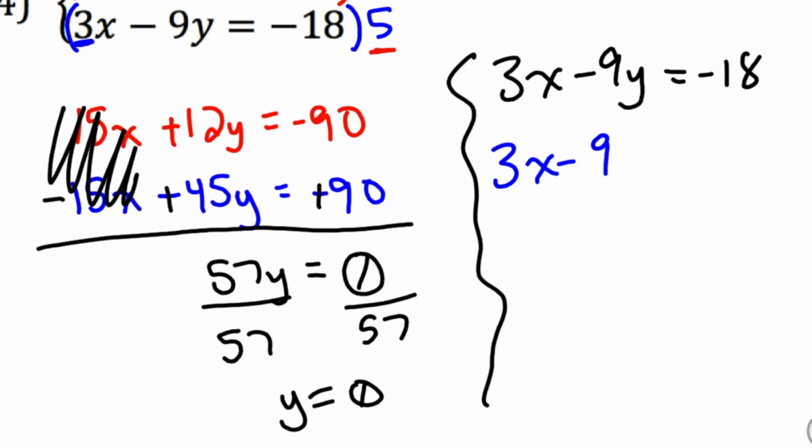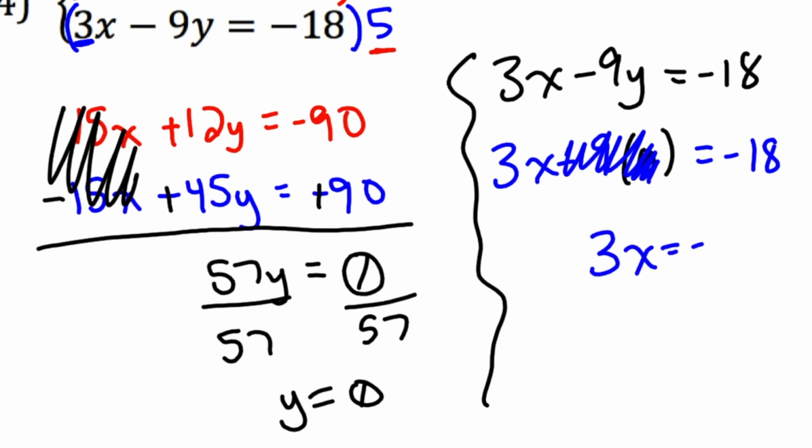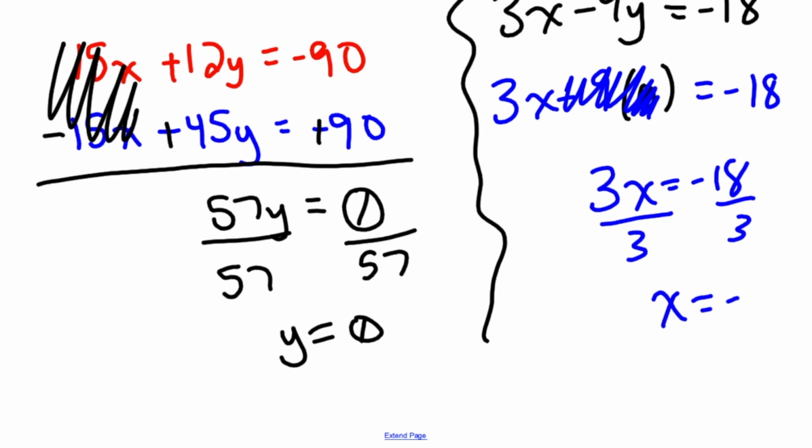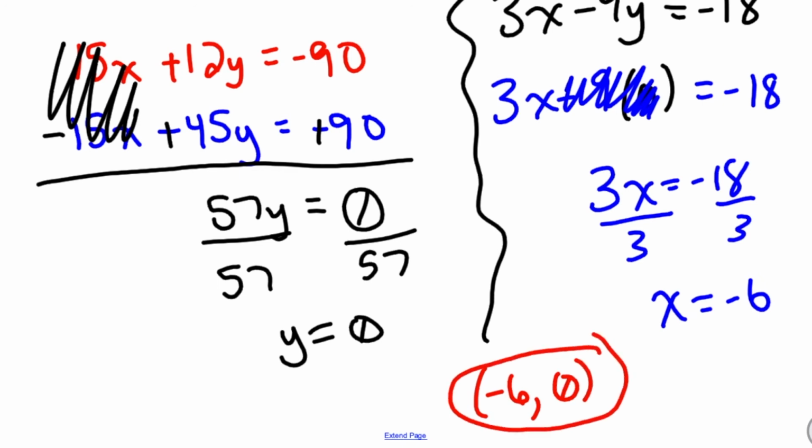3x minus 9 times y is 0 equals negative 18. Well, what's 9 times 0? 0. So this is gone. And I'm left with 3x equals negative 18, which I will divide by 3, and I get that x is equal to negative 6. Write it as your point, negative 6, 0. That is the final answer for this problem, okay?